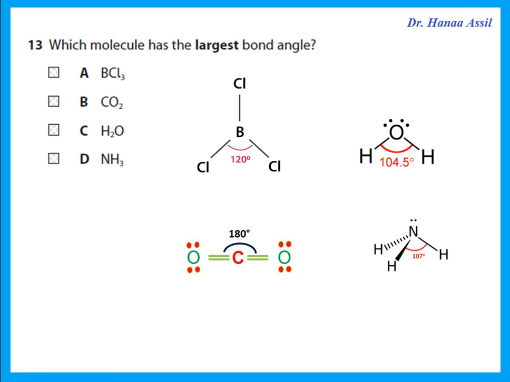Ammonia has 1 lone pair on the nitrogen and 3 bonding pairs surrounding it, so this is a pyramidal structure with bond angle 107. So which of these is the largest? Of course, the largest is the 180 for CO2.